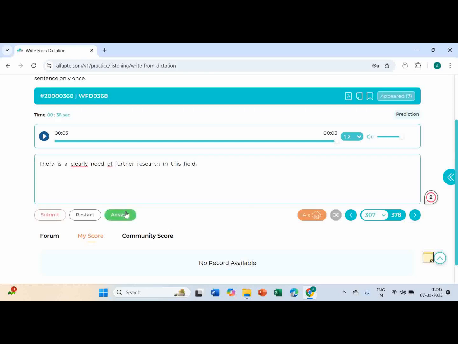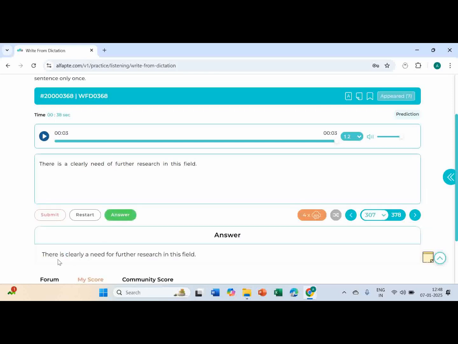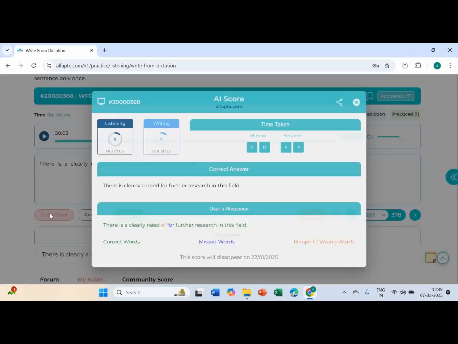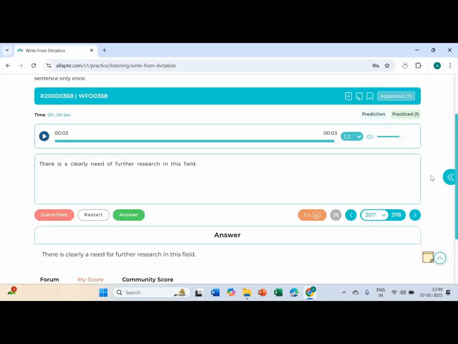So let's check the answer. It can be wrong. So the answer is: there is clearly a need for further research in this field. Let's submit it. It's 6 out of 6.5, and again 6 out of 6.5, because here I wrote of instead of for further research. So with for it is of, which means you can replace for with of. So let's do the next one.